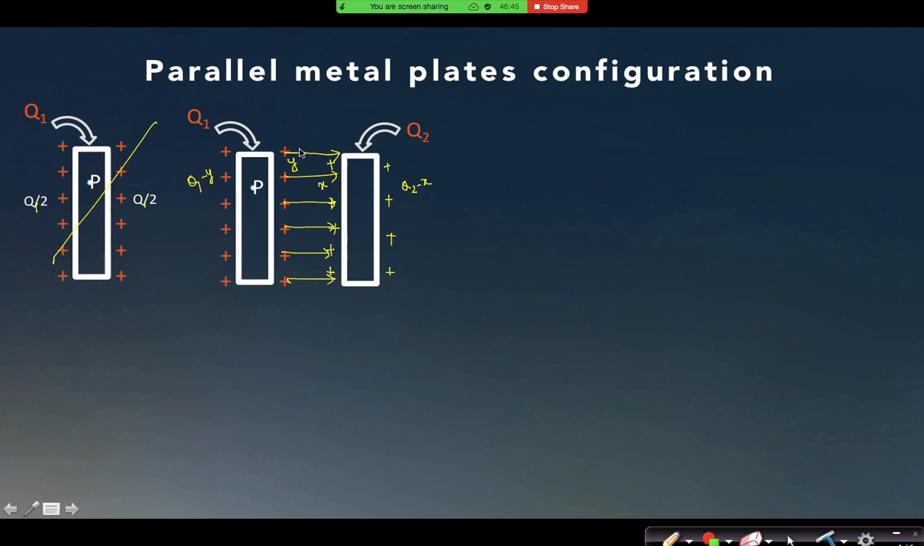No, sir. Why? Because these are infinite long. Basically, I am talking about infinite long plates. How can I achieve that? If you make that distance d very small compared to the length of the plates, then you can assume the plates to be infinite long.